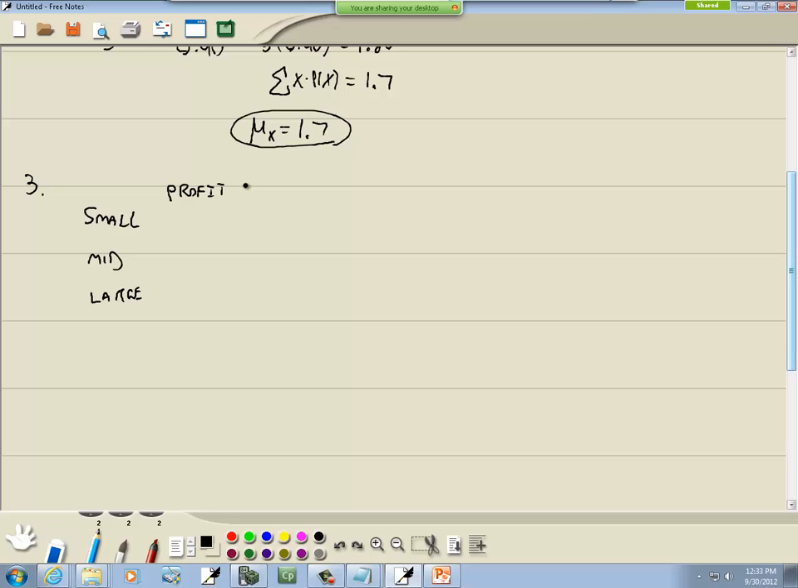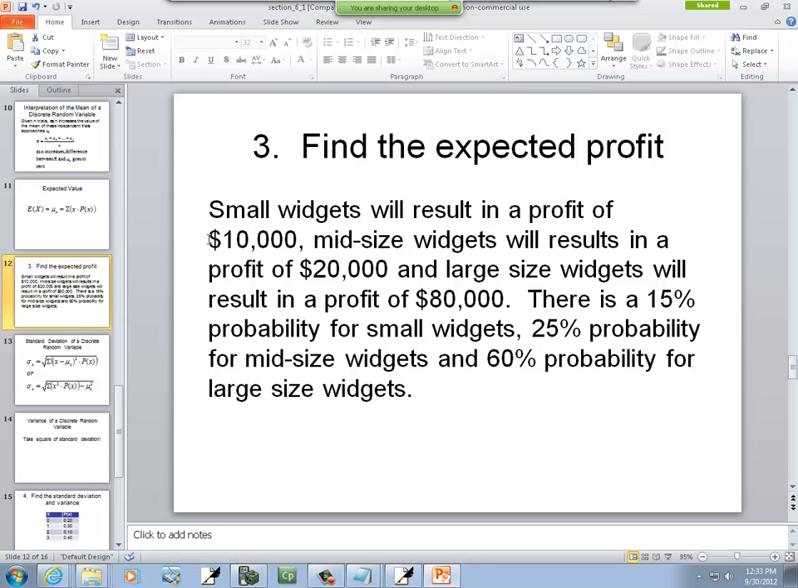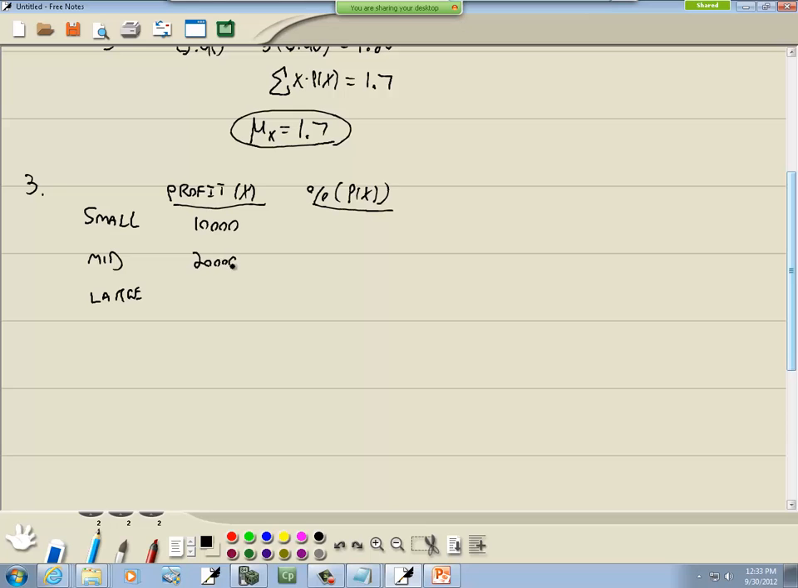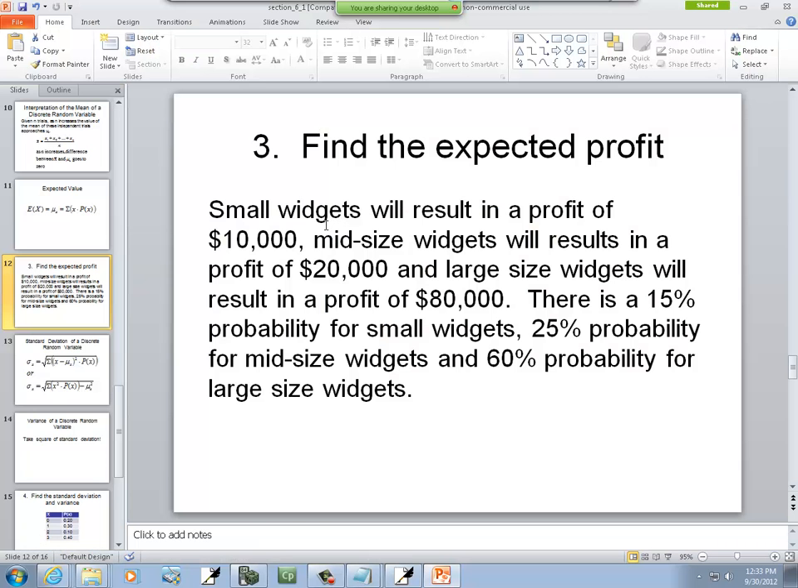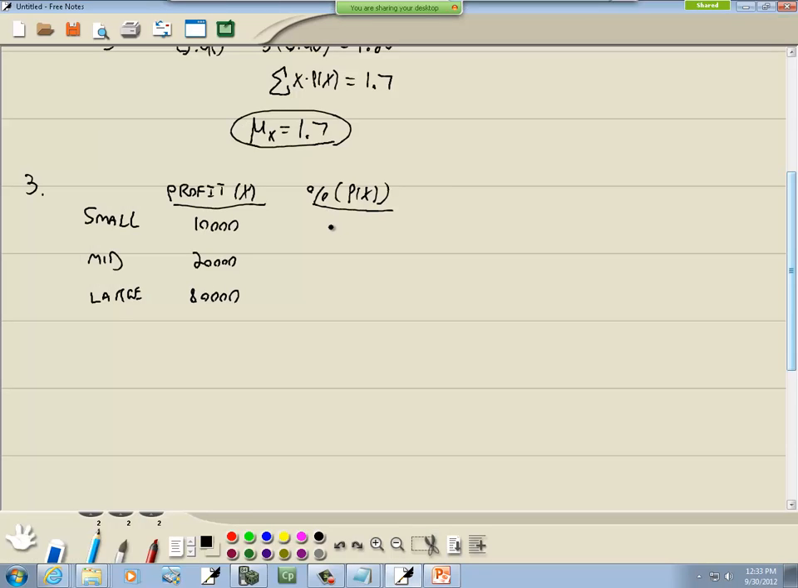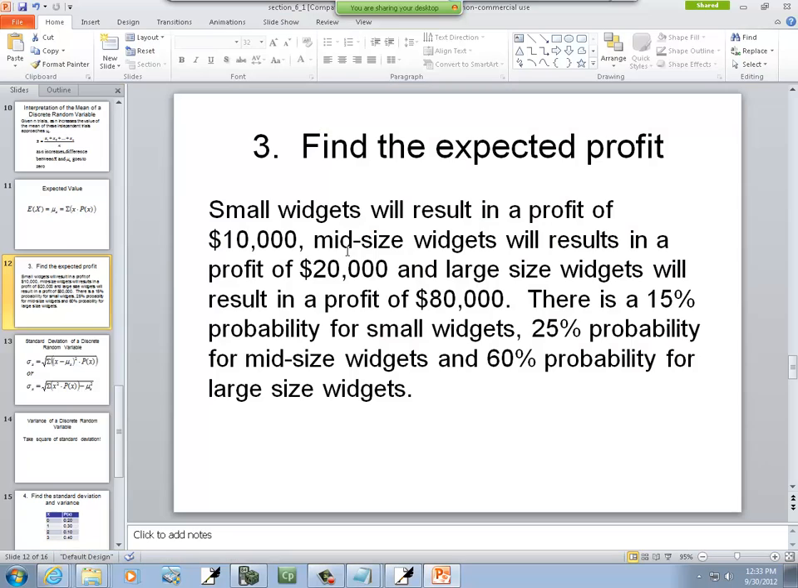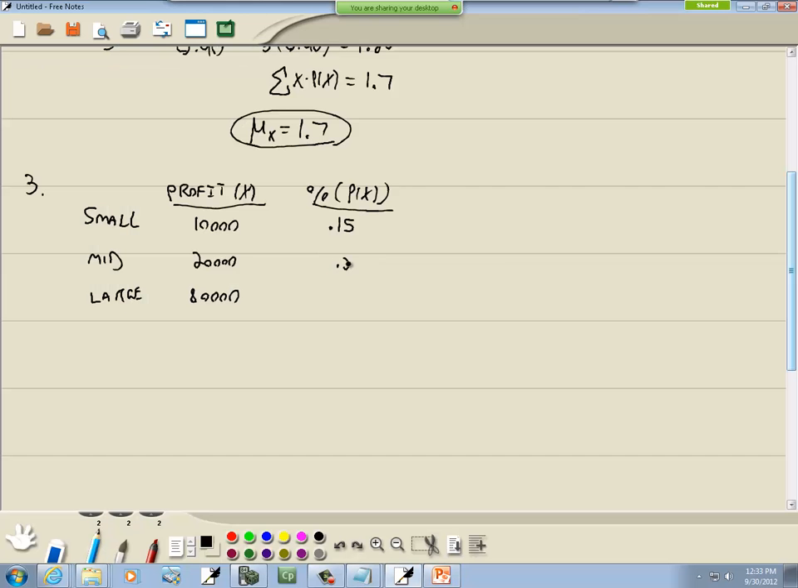And here's our profit, which is going to be like our x values. And over here is the percent, which is our p of x, our probability. So small was 10,000. Mid size is 20,000. And large is 80,000. Now, probability of small is 15%, of mid is 25, and large is 60%.